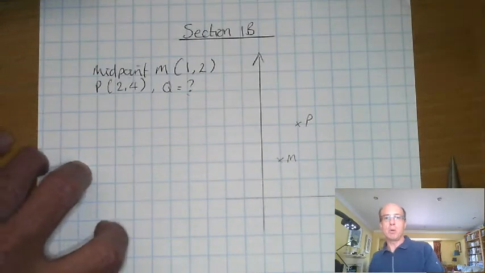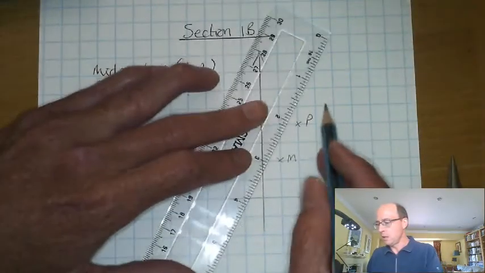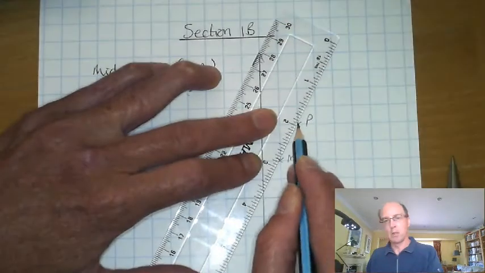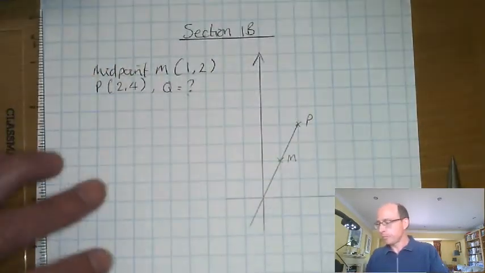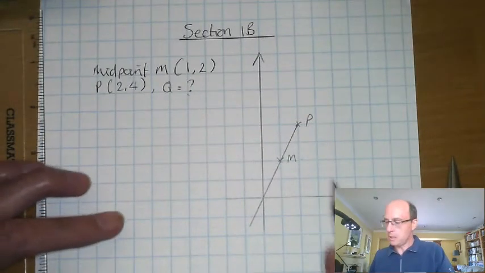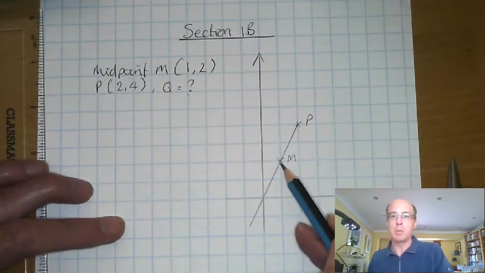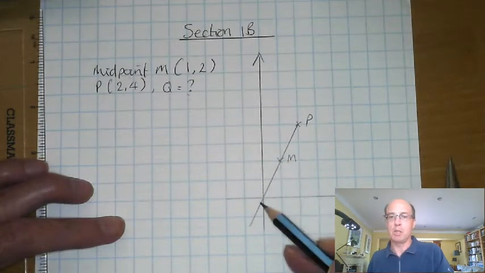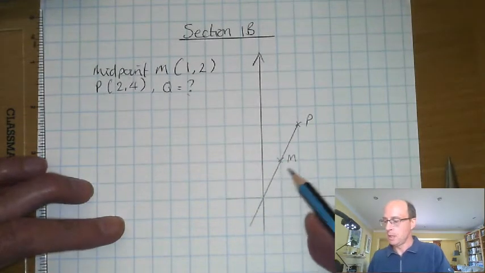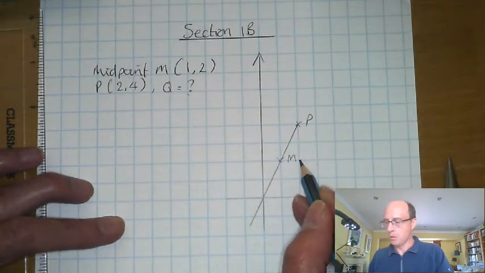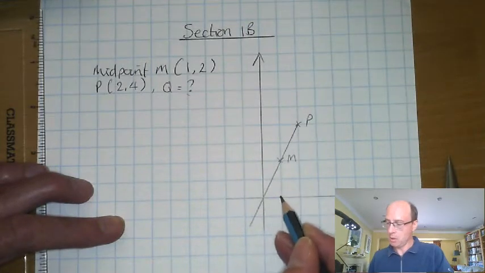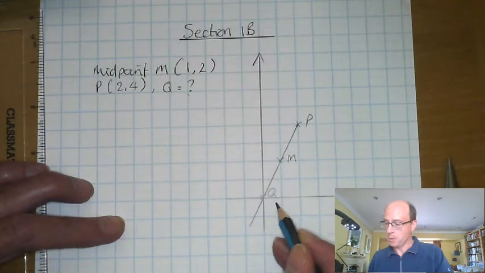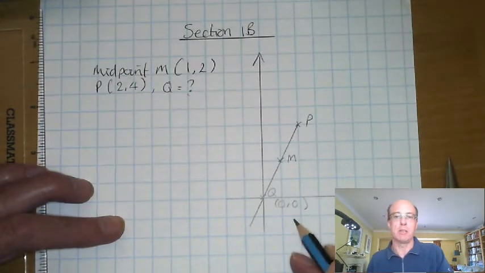Now I know that my point Q must lie on the line that connects P with M, so it must lie somewhere along this line. The other thing that I know is that the distance between P and M must be the same as the distance between M and Q. It's the midpoint, it's halfway between the two. So if I've gone 2 squares down and 1 square over to get from P to M, I must go the same distance to get to Q. So 2 squares down and 1 square over, that must be my point Q at the origin at 0, 0.